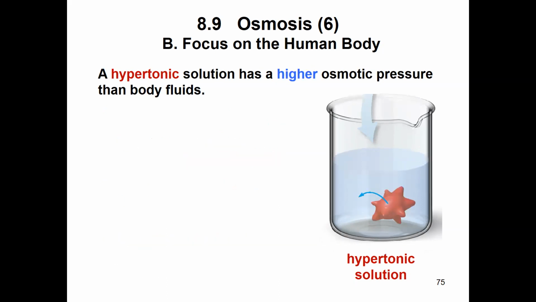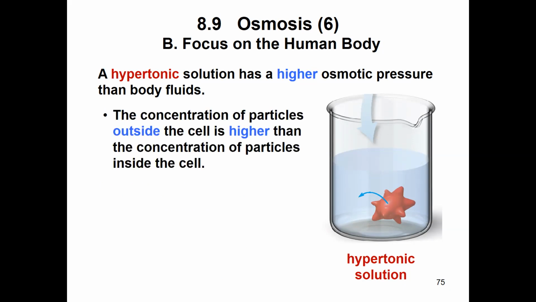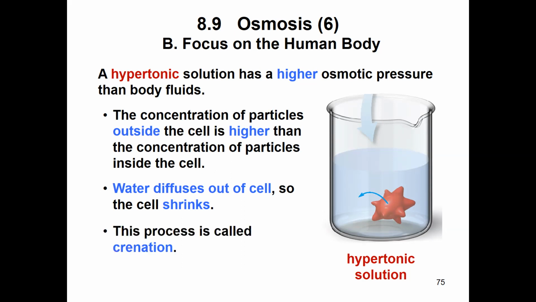And a hypertonic solution is a solution that has a higher osmotic pressure than body fluids. The concentration of the particles outside the cell, in the solution in the beaker, is higher than the concentration inside the cell. So water will move out of the cell, because it's more concentrated outside the cell. So water will try to dilute the solution surrounding the cell, and that will make the cell shrink because it will lose water. So that's the effect of a hypertonic solution on a cell.